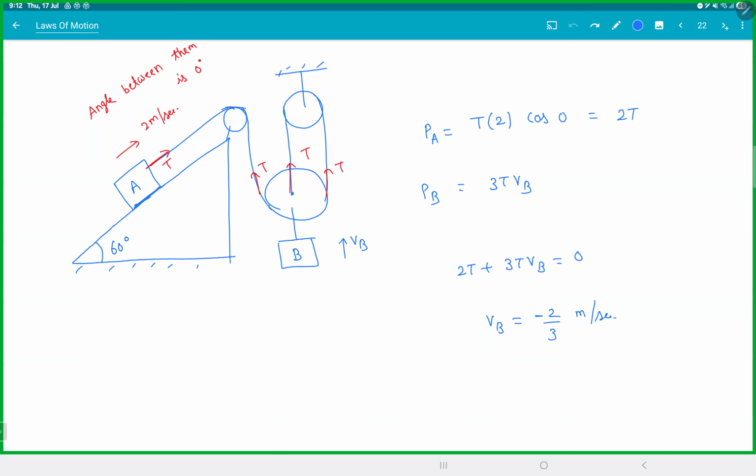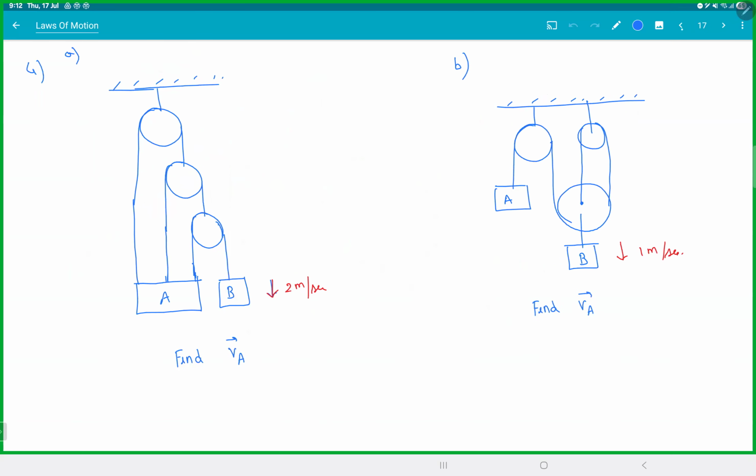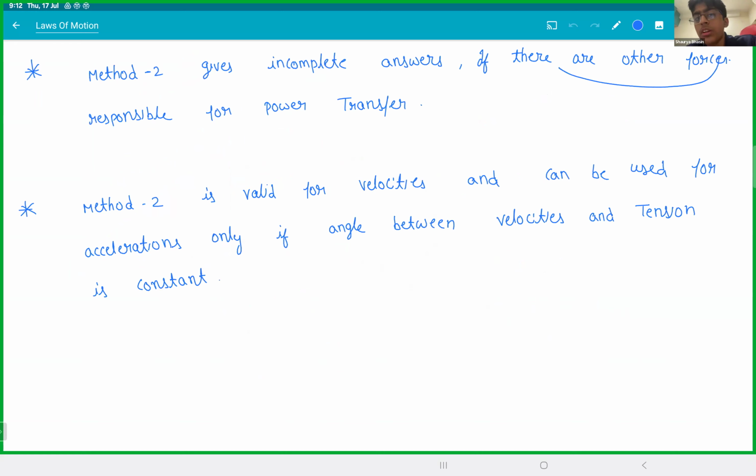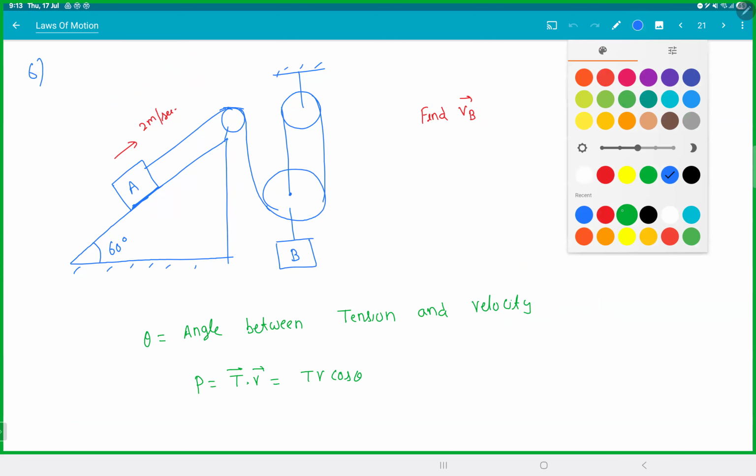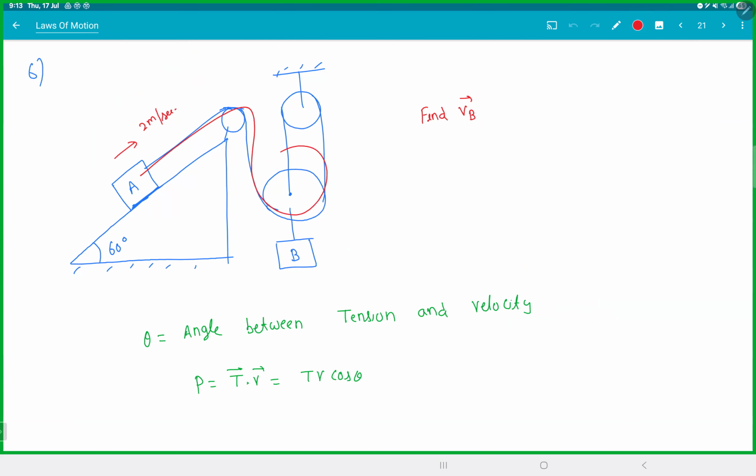Sir, you made us write a point about drawbacks of this second method. In some cases, it would give us wrong answers when other forces are present. No, listen, that's what I'm saying. Ignore that for now. I'll explain in more detail. If there are other forces for power transfer, what is the other force between them? Both of them are connected by a string, so that is one force. What is another force that is between them?